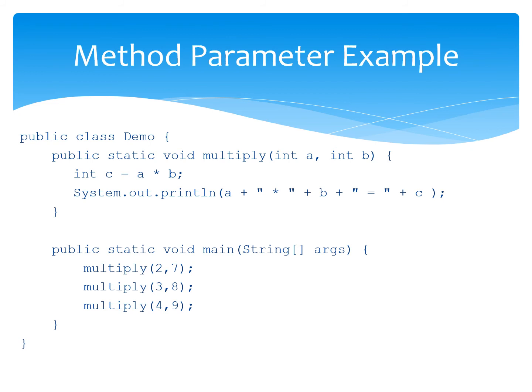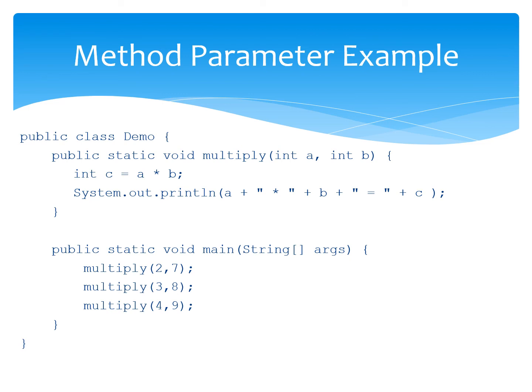On the screen is an example code to demonstrate how a caller in the main method passes the input parameters to a method. As you can see in the main method, we have three function calls: multiply 2, 7, multiply 3, 8, multiply 4, 9. These three statements will call the method multiply as shown on the top. When you perform the first call, multiply 2, 7, the number 2 will pass to the first argument, A, which is an integer. 7 will pass to the second argument, B. It's also an integer. So the values bind to A and B respectively.